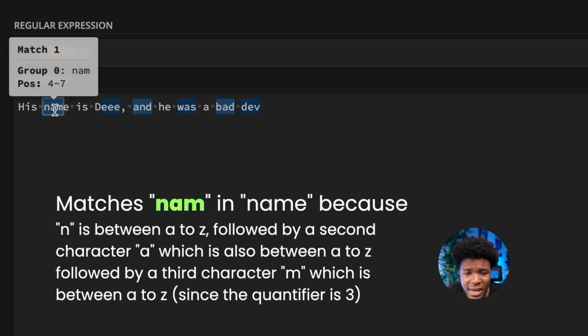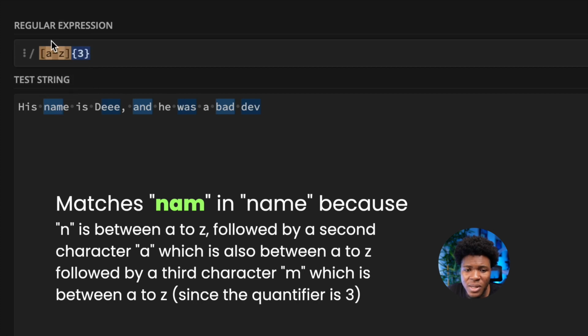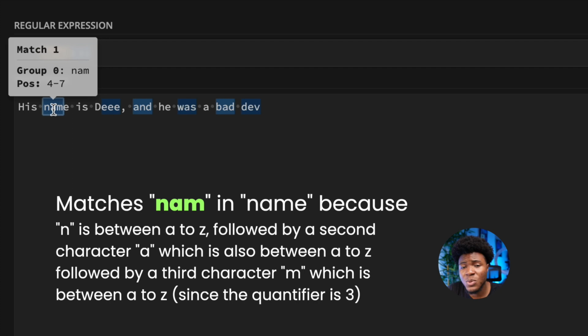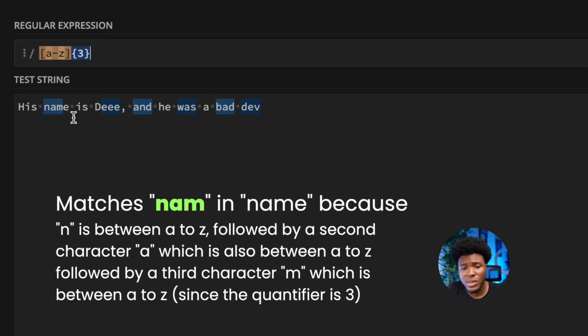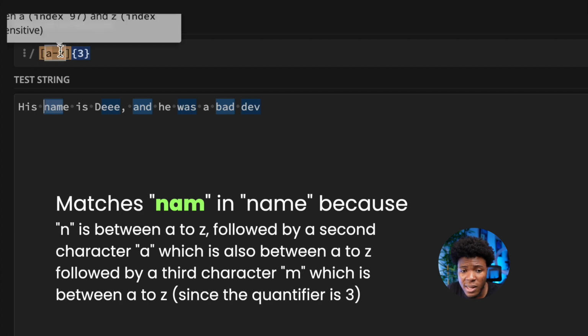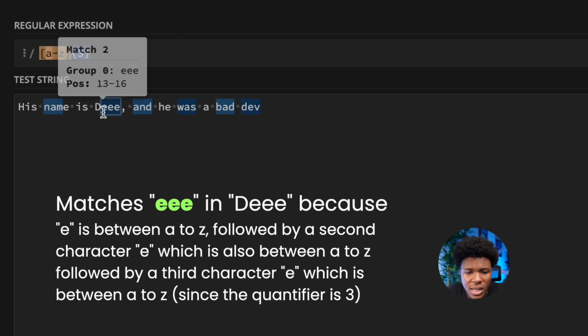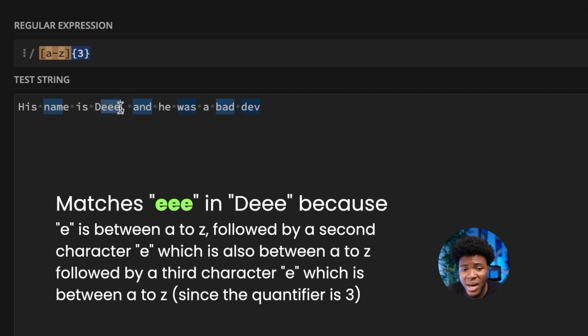So it matches NAM because N is between A to Z, followed by another range of A to Z. A is between A to Z, M is between A to Z. This is the 3 occurrence or repetition of this character class matched here. You can also see that E is matched, and the reason why D is not matched is because our case is currently on strict mode.